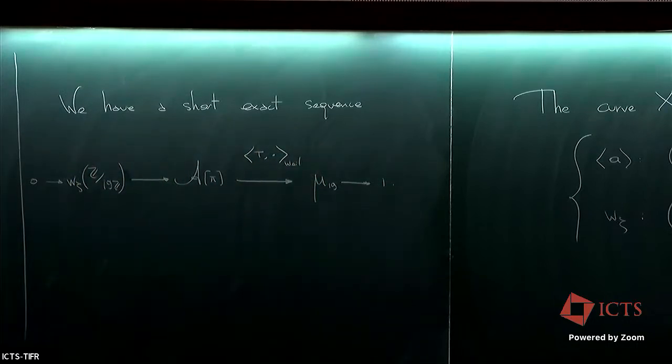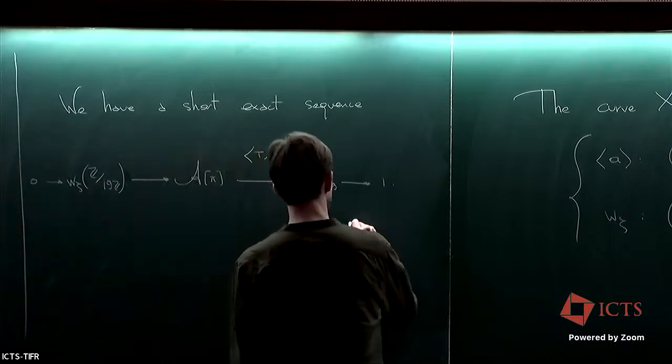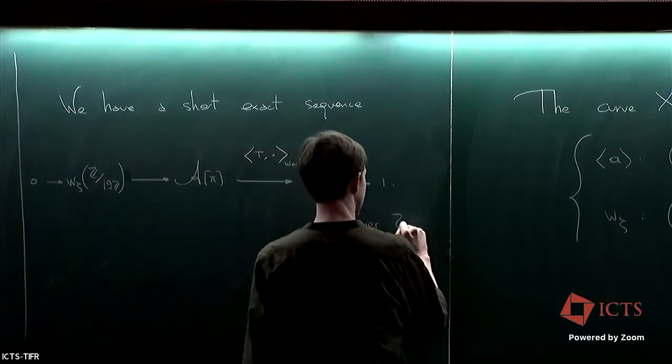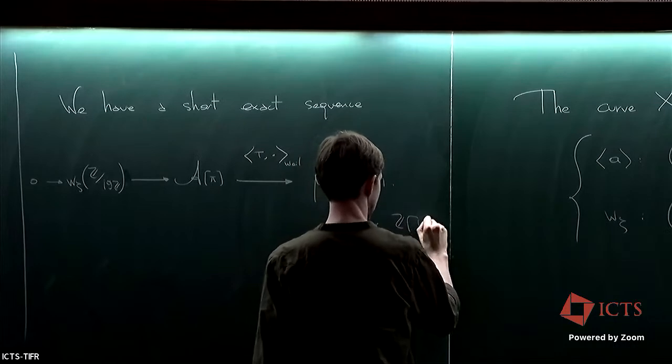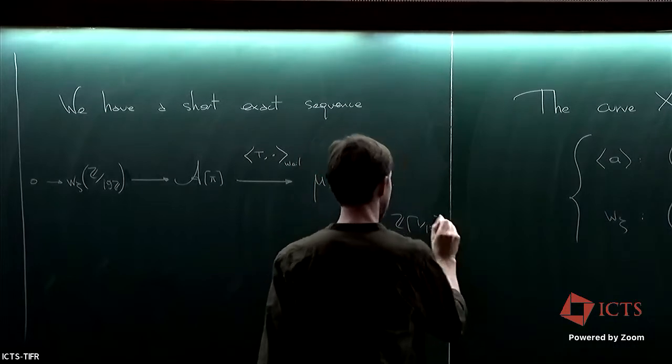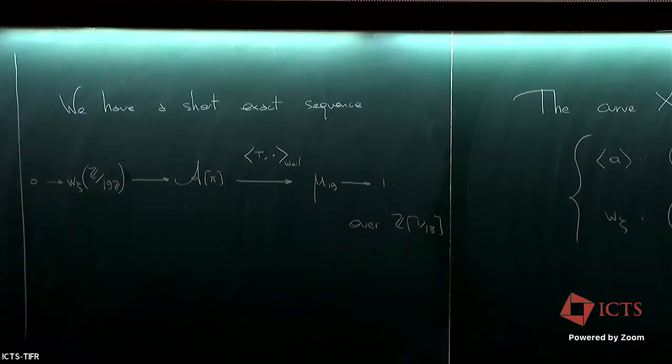Everything I said was really over the generic fiber, but then we spread out again over Z[1/13] with the same arguments we used before, to obtain actually this short exact sequence of group schemes over Z[1/13]. Okay. All right, so very beautiful picture.